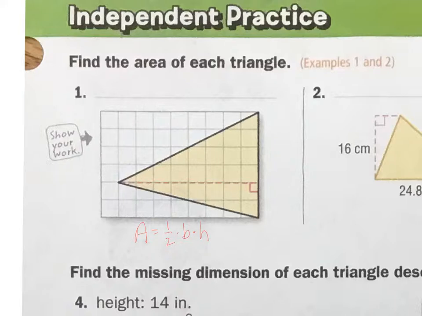So in this one, here's my base, 1, 2, 3, 4, 5, 6. So it's 1/2 times 6 times my height, 1, 2, 3, 4, 5, 6, 7, 8. Okay. 1/2 times 6 is 3. 3 times 8 equals 24. So this first one is 24 units squared.